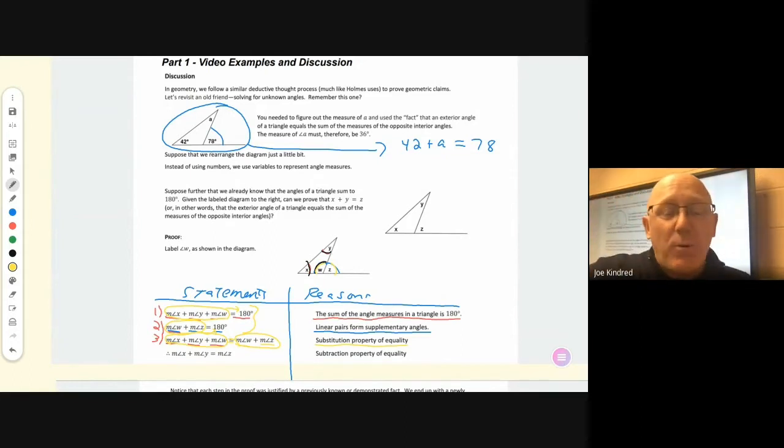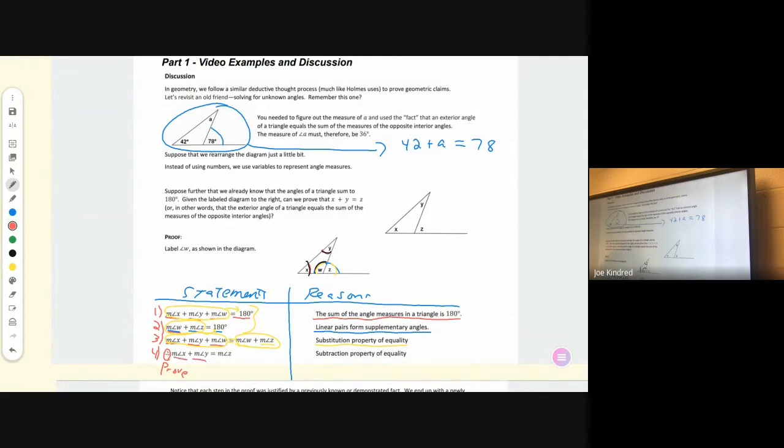Again, we're putting together a strategy. In this case, it's a two-column approach. List the statements, list your reasons, all in the hopes of proving X plus Y is equal to Z. And the final statement, they give this little dot right here, which means that this is what we are trying to prove. X plus Y is equal to Z.